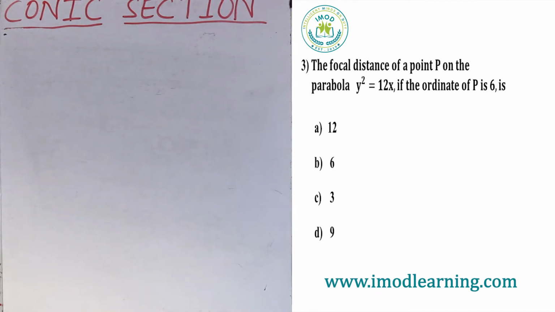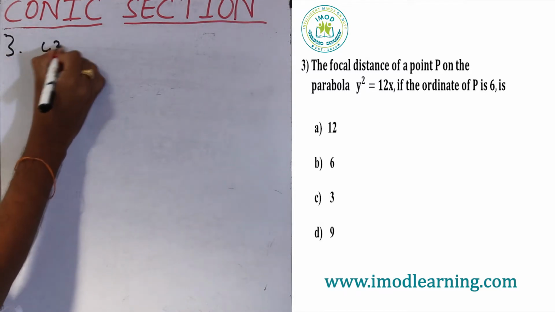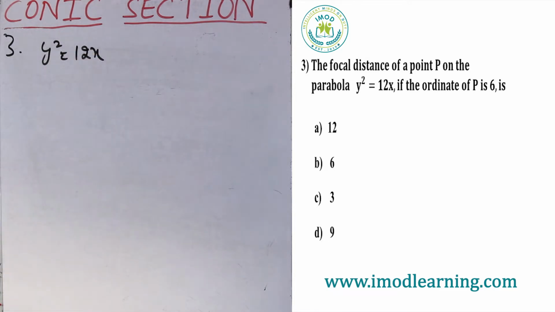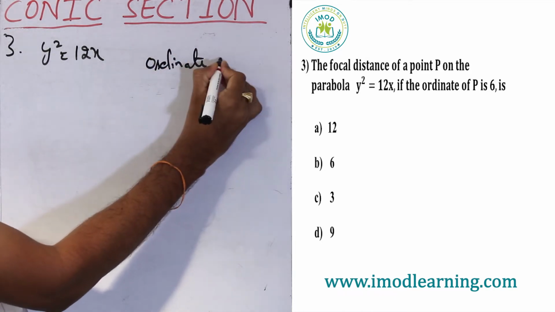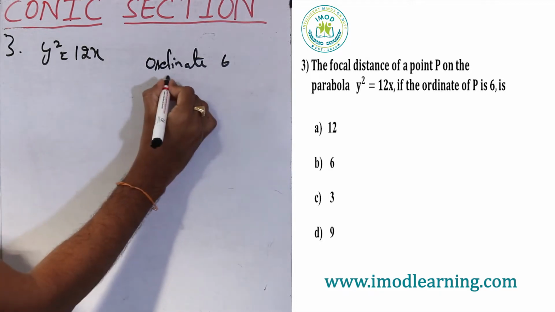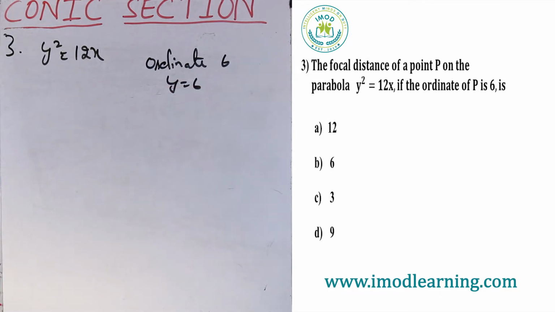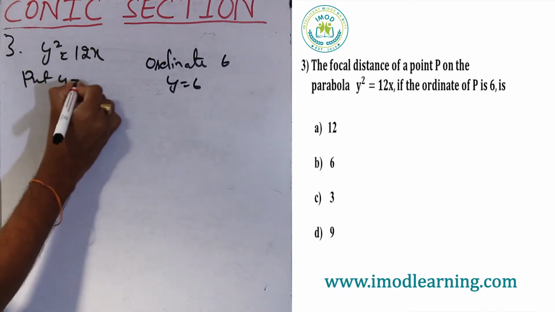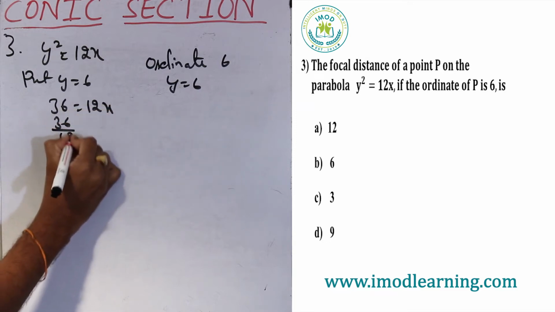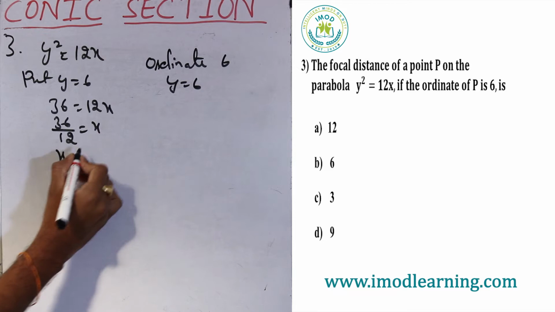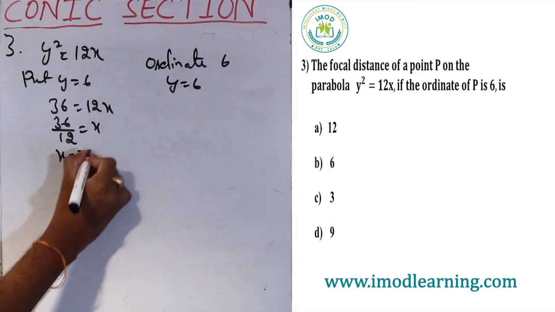Question number 3. The focal distance of the point P on the parabola y square is equal to 12x, if the ordinate of P is 6, is the question. The ordinate is given as 6, ordinate means y equal to 6. So put y equal to 6: 36 is equal to 12x, or 36 divided by 12 is equal to x, so x is equal to 3.